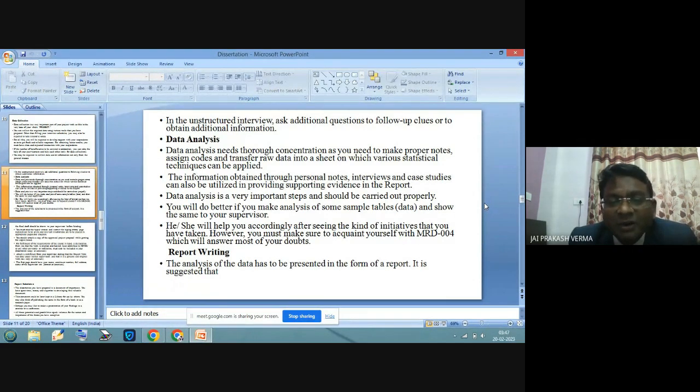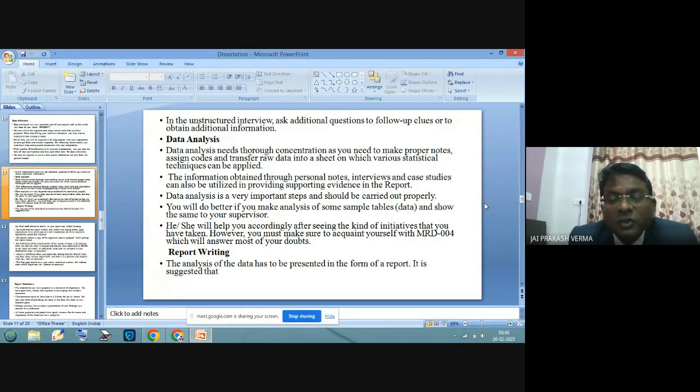Data analysis is a very important step and should be carried out properly. You will do better if you make analysis of some sample table and show the same to your supervisor. You must contact your supervisor. I have already discussed that tomorrow, at the same time, your supervisor will be assigned, and you must contact the supervisor, discuss the problems with your supervisor, and they will suggest some solutions on how to collect the data and how we are going to analyze the data through SPSS techniques.